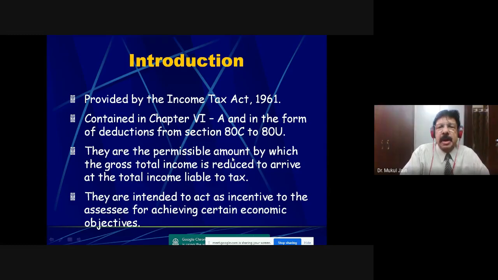So they are the permissible amount by which the gross total income is reduced to arrive at the total income which is liable to tax. They are intended to act as incentives to the income tax assessee, for achieving certain economic objectives. So this is what I told you, they are like tax planning. So intentionally, the income tax assessee tries to put money in those deductions so that he or she is eligible for those deductions, right?